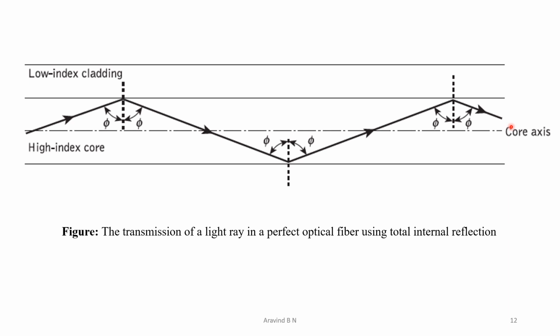So again, a reminder over here. Total internal reflection usually refers to when the light is traveling from a medium of higher refractive index to a medium of lower refractive index; only then can we achieve total internal reflection. Therefore, the core will have the higher refractive index and the cladding will have the lower refractive index.